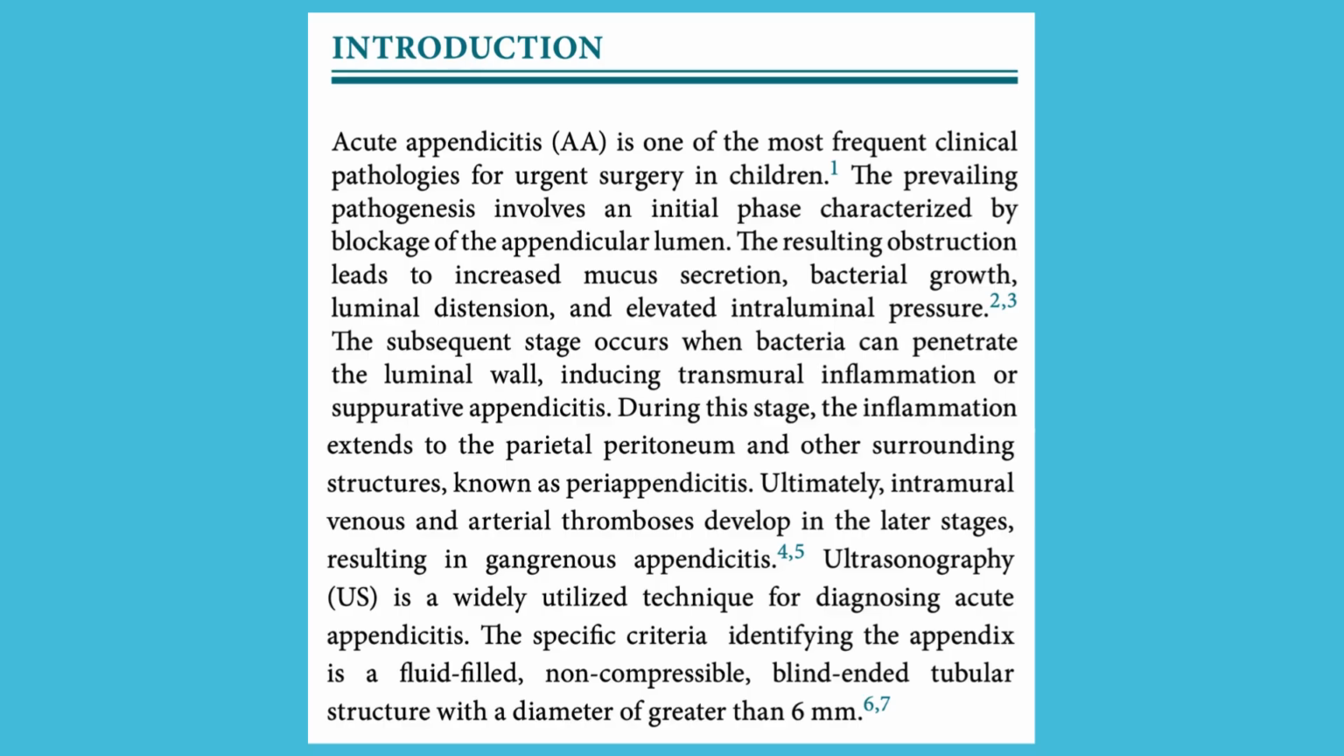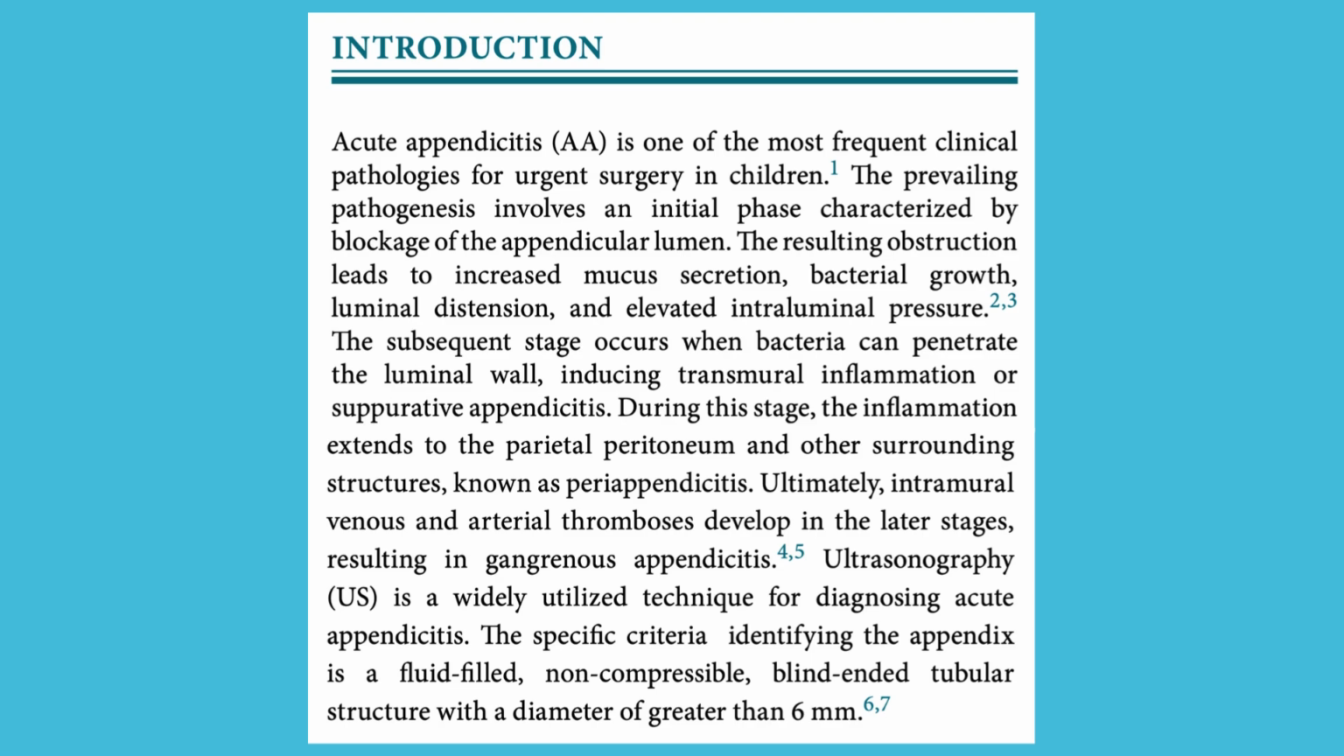The prevailing pathogenesis involves an initial phase characterized by blockage of the appendicular lumen. The resulting obstruction leads to increased mucus secretion, bacterial growth, luminal distension, and elevated intraluminal pressure. The subsequent stage occurs when bacteria can penetrate the luminal wall, inducing transmural inflammation or suppurative appendicitis. During this stage, the inflammation extends to the parietal peritoneum and other surrounding structures, known as periappendicitis. Ultimately, intramural venous and arterial thromboses develop in the later stages, resulting in gangrenous appendicitis.